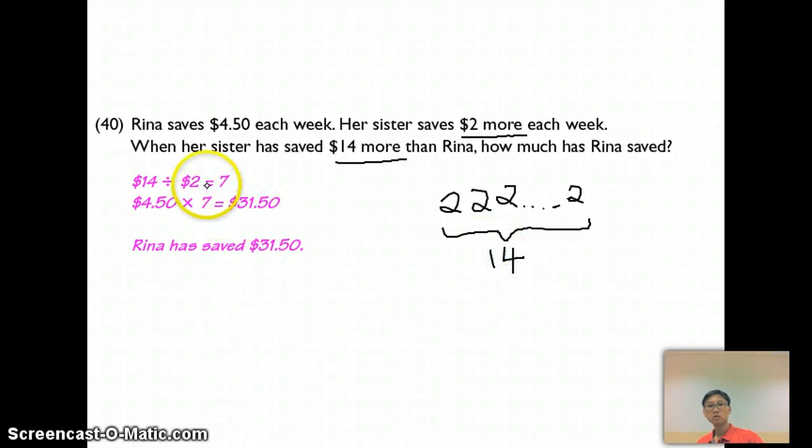So it's quite straightforward. Therefore you take 14, divide by 2, and you get 7. So this 7 refers to the number of weeks. She takes 7 weeks to save $14 more. So in order to find out how much Rena has saved, we know that she saved $4.50 each week. So $4.50 times 7, that will give you how much she saved.